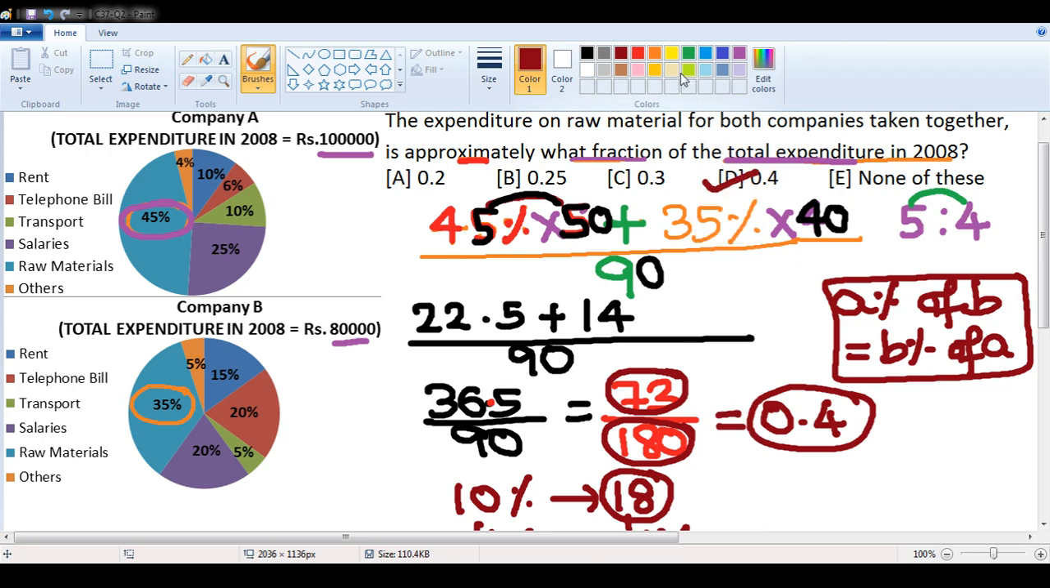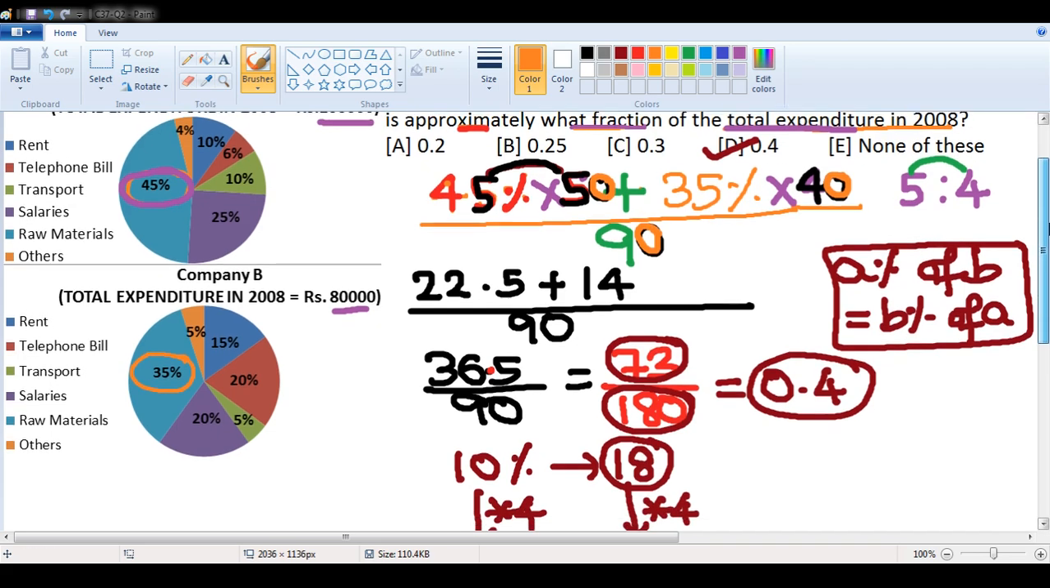I believe that this is clear, sir. There are multiple ways to solve this. 45 percentage of 5 you could have directly calculated, 35 percentage of 4 you could have done. But I put an extra 0 on both numerator and denominator so that I simplify it a little faster. And that is what is required to solve a DI caselet fast. This is something that you need to know. This is also something which you need to know in case of simplification problems. A percentage of B is always equal to B percentage of A.